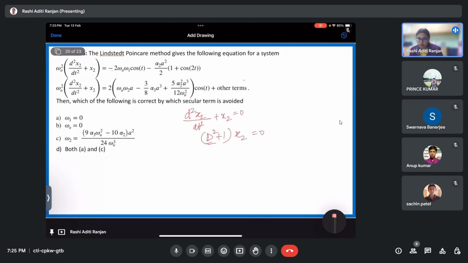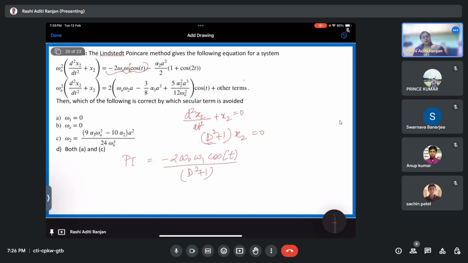Now coming on to the particular integral. So in order to find the particular integral, if I talk about this first expression, how can I find the particular integral of this term actually? So what am I going to do? The formula says that if I have some trigonometric function like sine or cosine over here, I'll write the particular integral like minus of 2 omega naught omega 1 cos of t divided by d square plus 1, which would be this function.